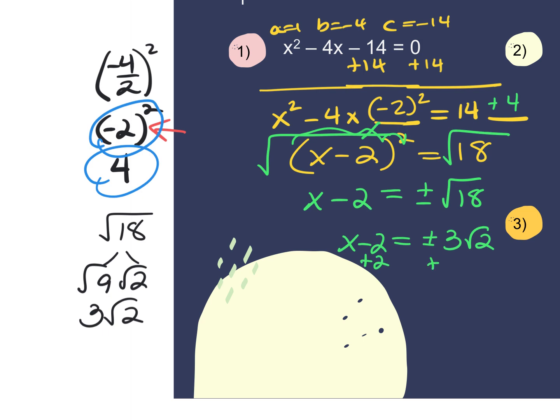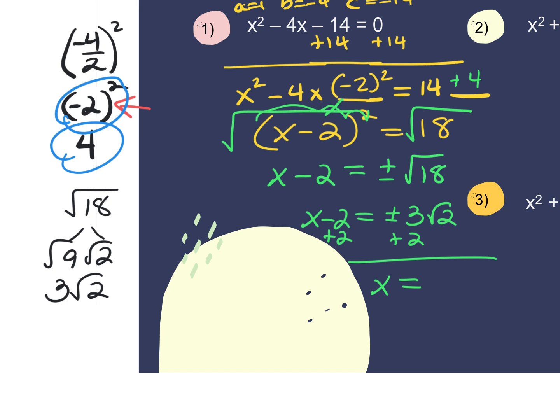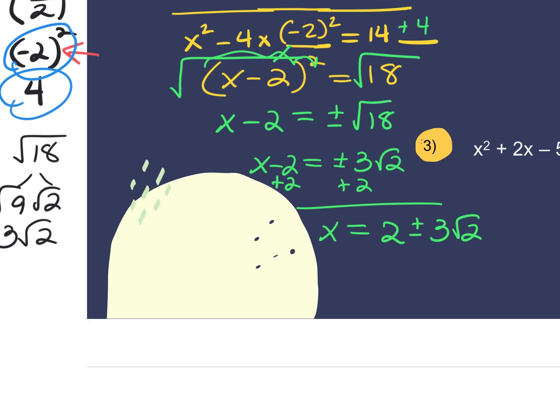Add the 2 to both sides, and my final answer is x is equal to 2 plus or minus 3 square root 2. On WebAssign, just like last night, it's going to expect you to pull it apart. So you're going to enter it in as 2 minus 3 square root 2, and then 2 plus 3 square root 2. So for WebAssign, you're going to enter them separately, and you're going to separate them with a comma.